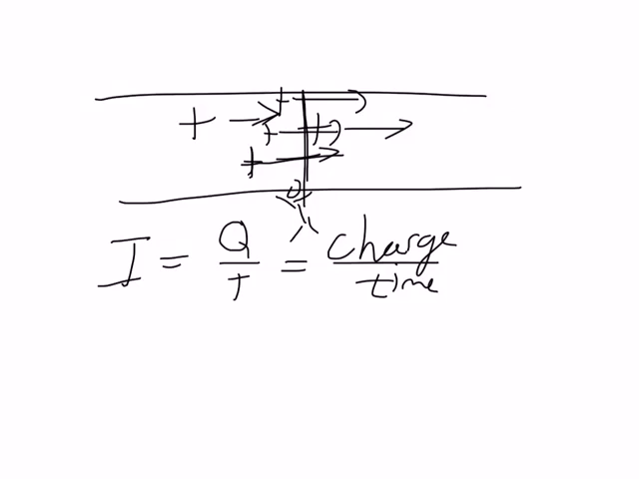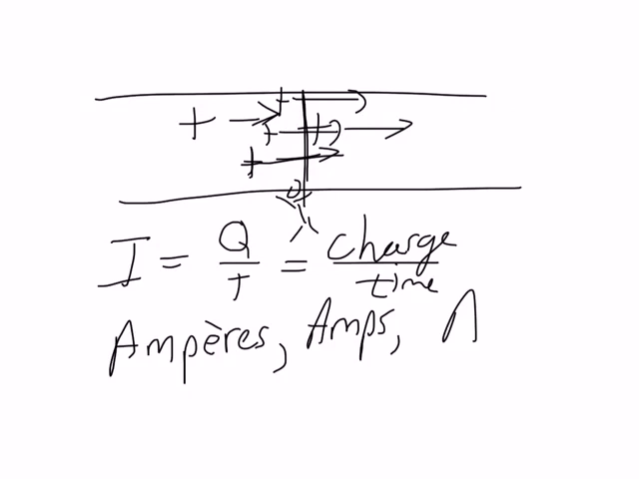So current units-wise is measured in amperes, usually just called amps. And the symbol is a capital A. 1 amp is 1 coulomb per second. Or if you prefer, this is like 6 times 10 to the 18th electrons going past every second.